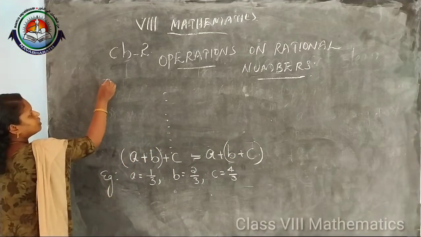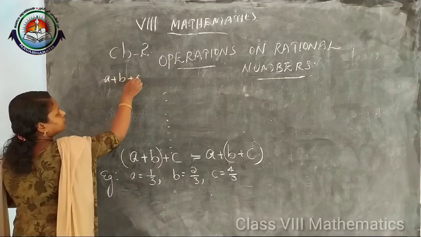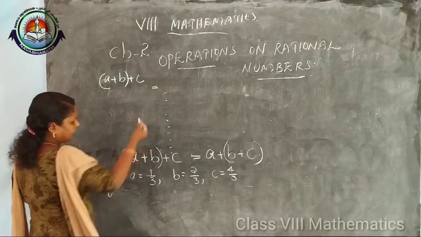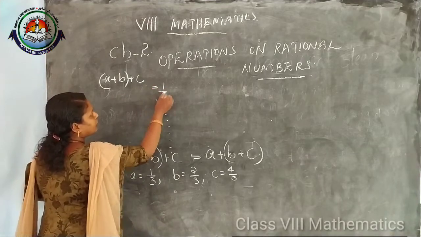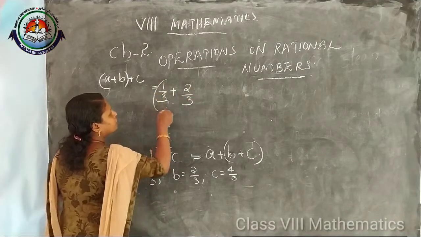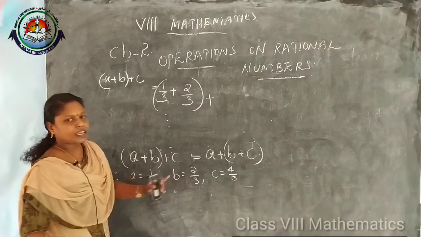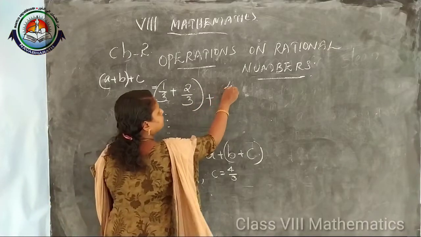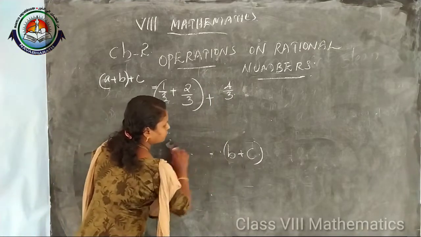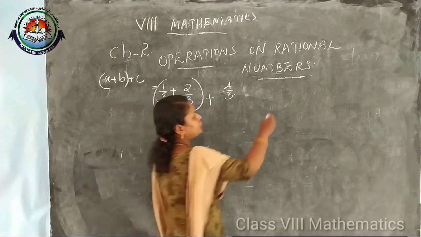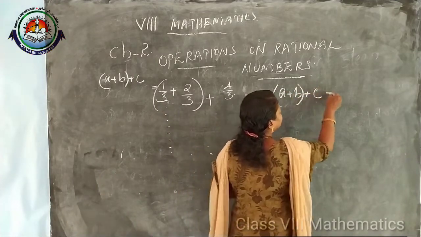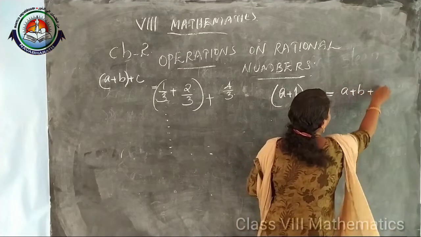First, (A + B) + C. First we are adding the first two numbers. So A is 1/3, B is 2/3, and C is 4/3. We need to verify that (A + B) + C is equal to A + (B + C).